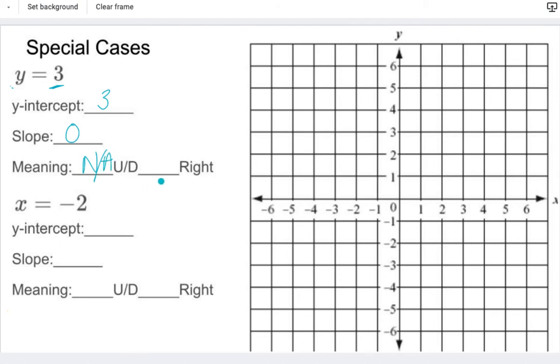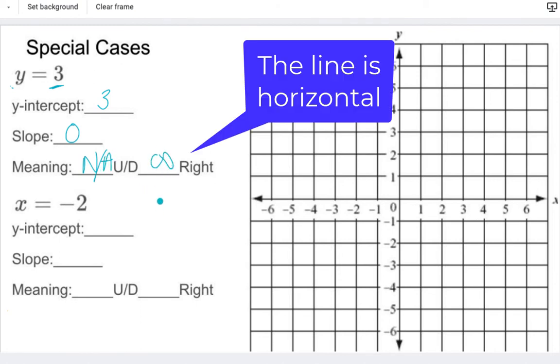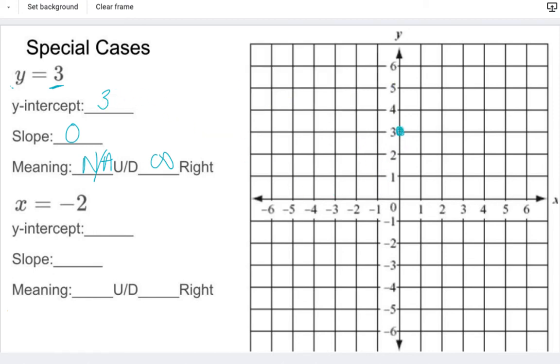That's not applicable. And it would go infinitely to the right, which means we're going to start at 3. We're not going to go up or down. We're just going to go to the right. We could put a coordinate anywhere along here as long as the y number is 3. Remember, lines with a slope of 0 are horizontal. So this is our other special case.